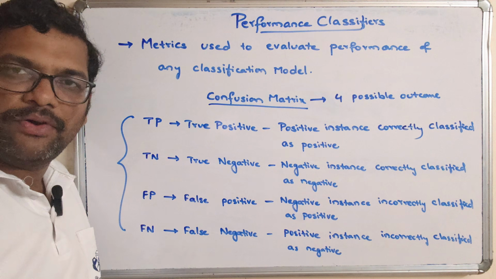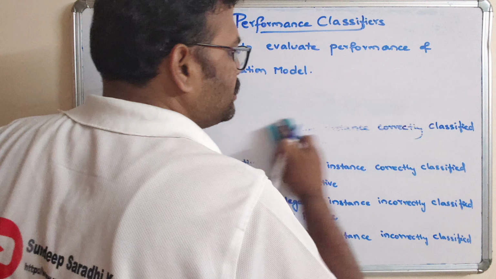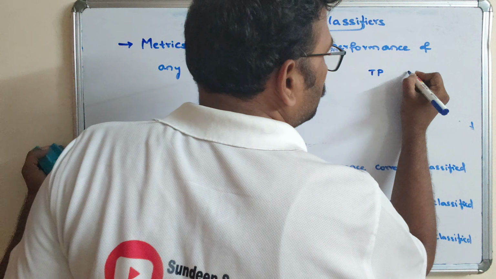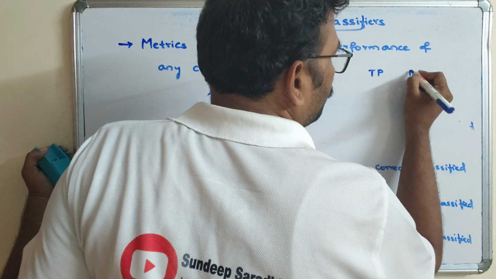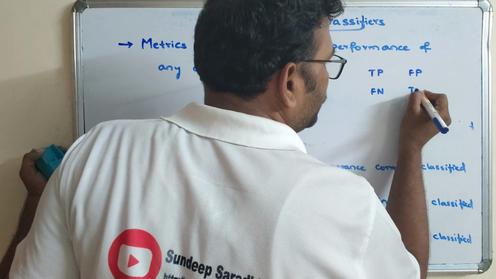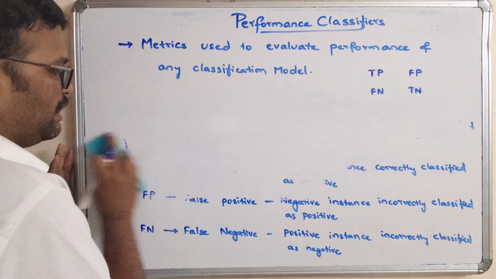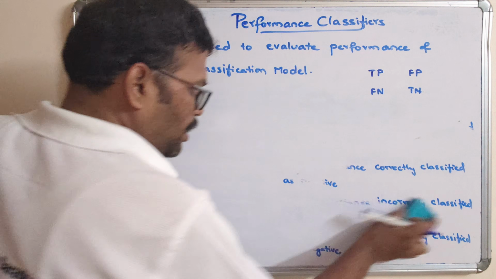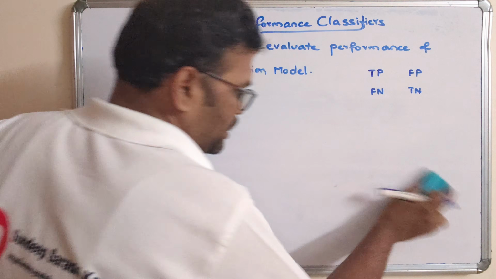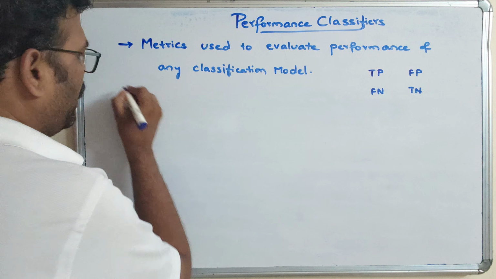So this is the first one, the confusion matrix. Remember these four terms: true positive, false positive, false negative and true negative. Based upon these terms we will be measuring the different metrics. The next metric is accuracy.